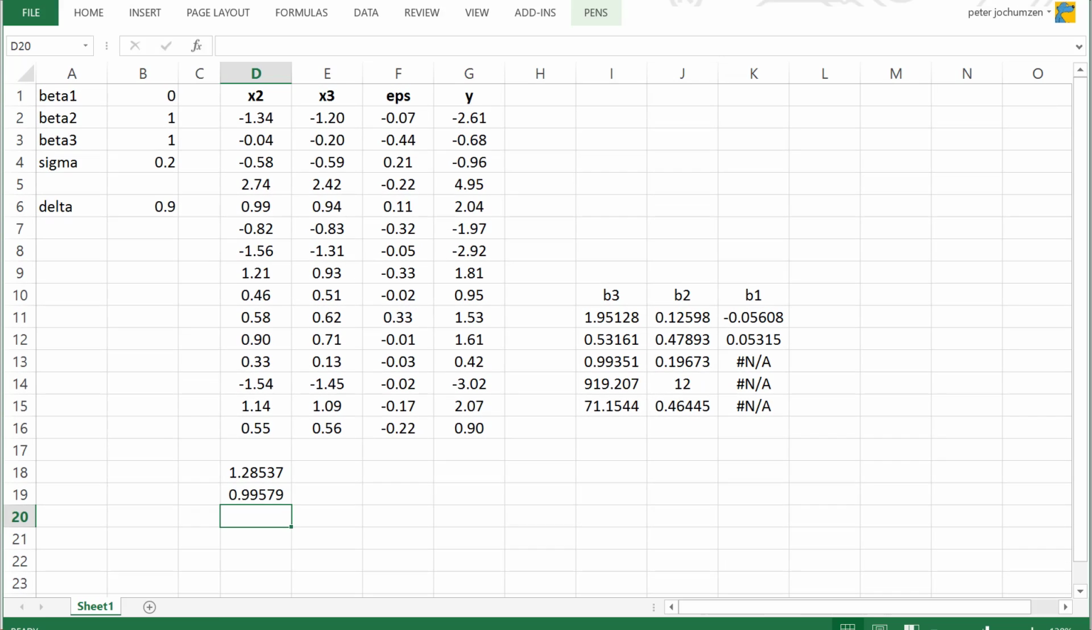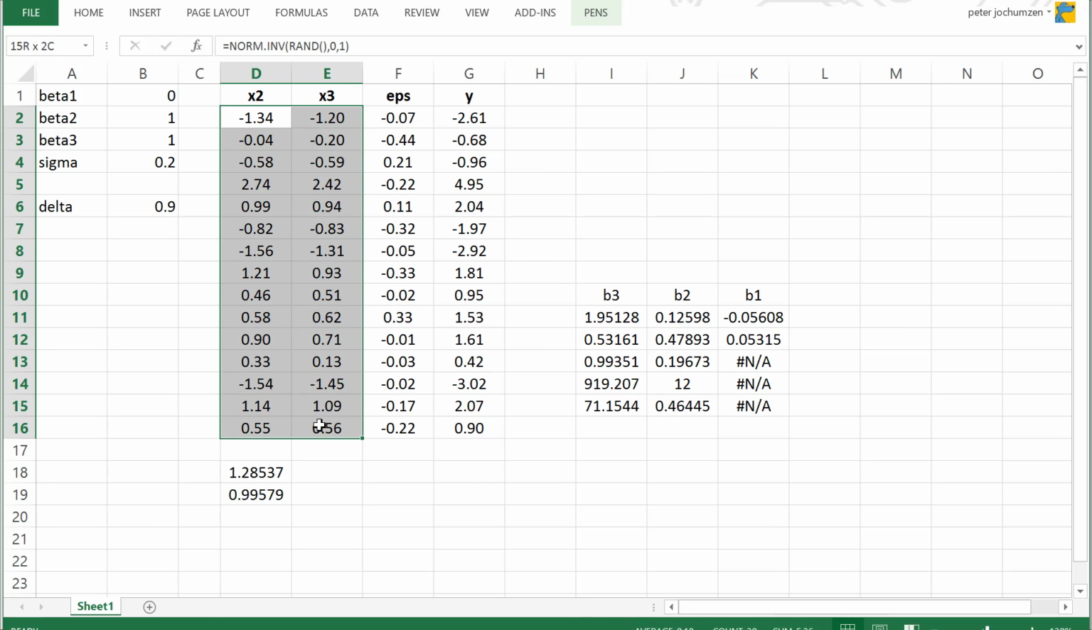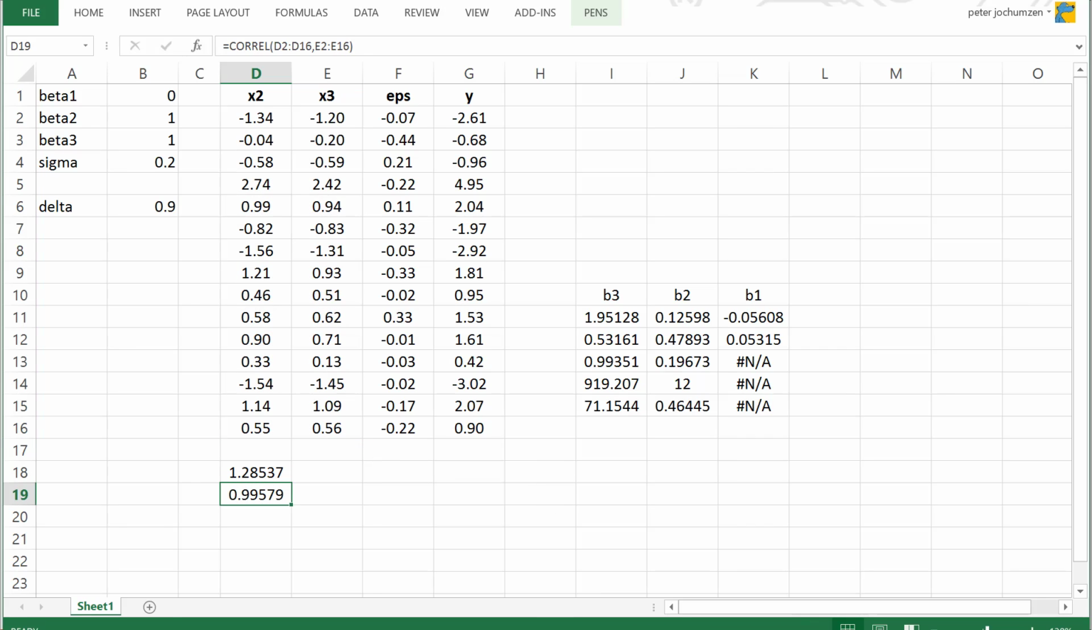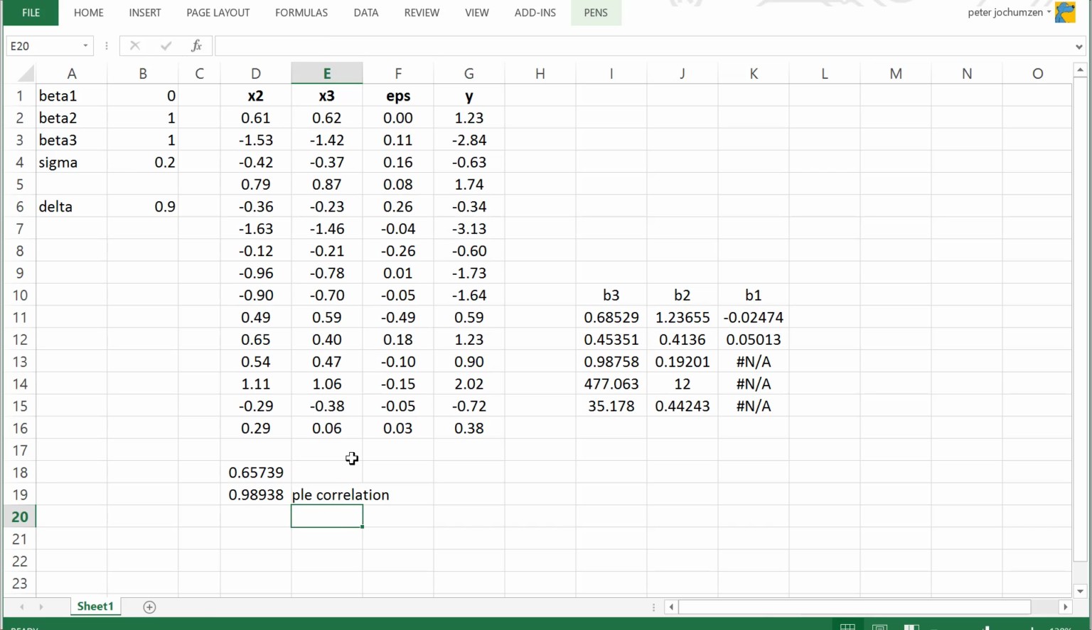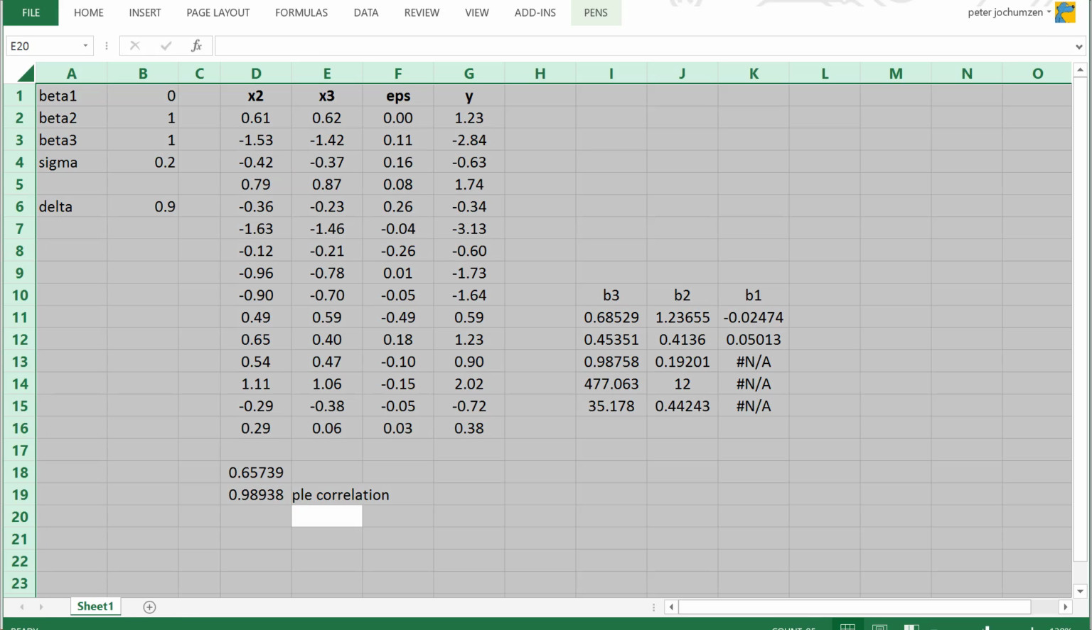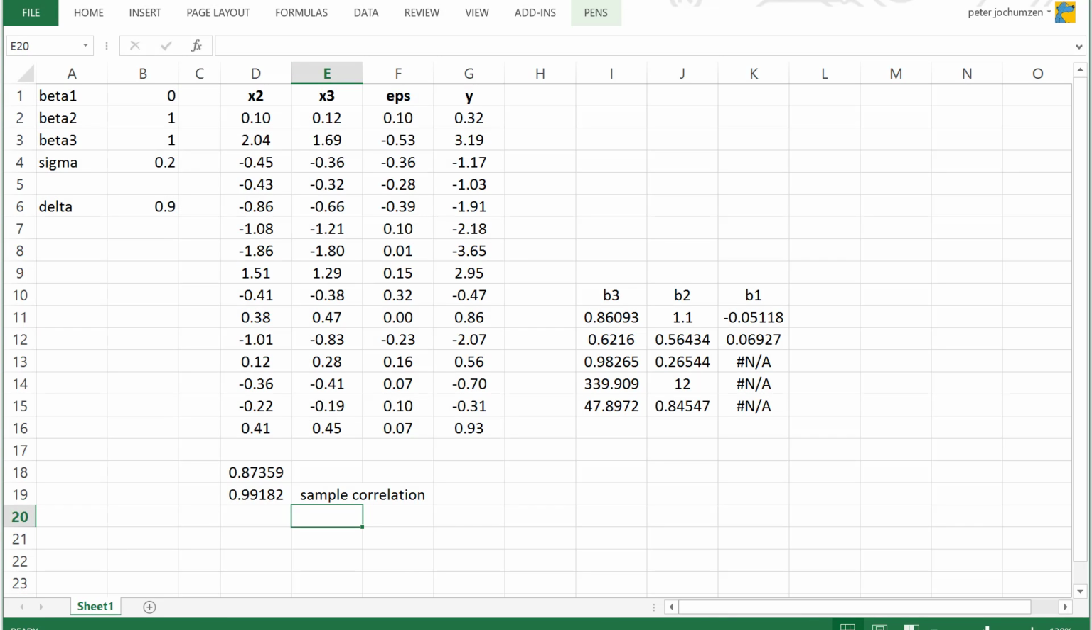So what people tend to do, because in a real econometric setting this delta is obviously not known, and all that's known is the x data, is to calculate this guy. This is the sample correlation. Remember, that's just the sample covariance divided by the sample standard deviation of x2 times the sample standard deviation of x3.